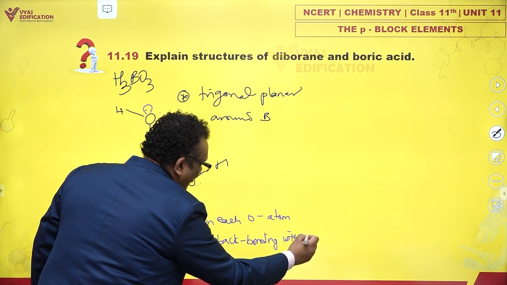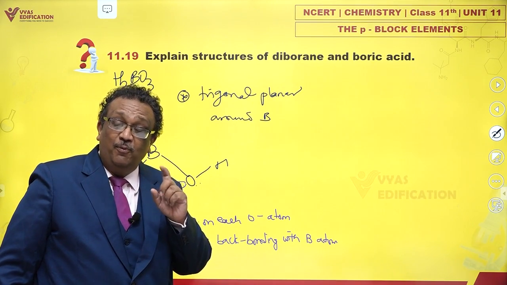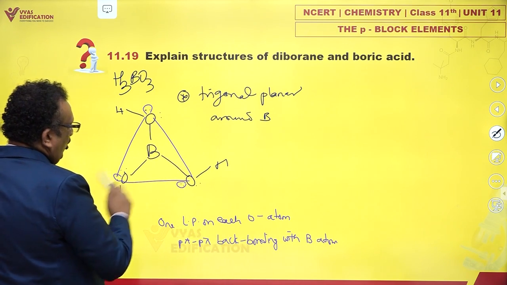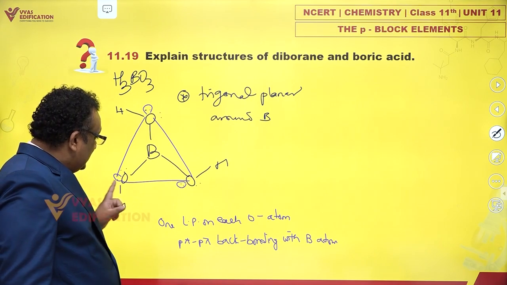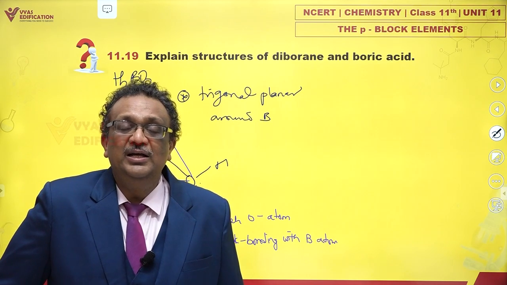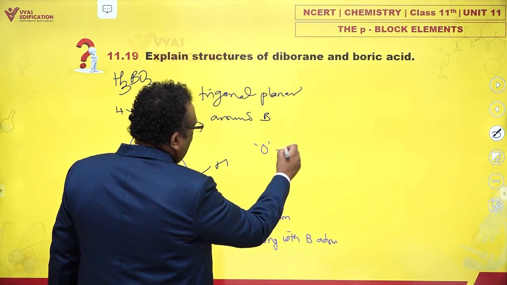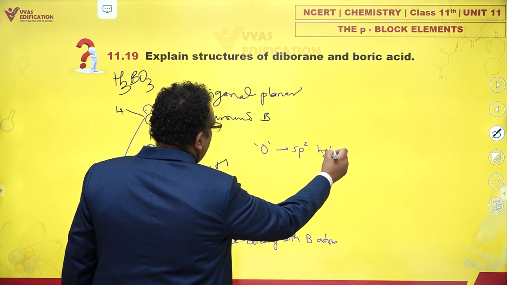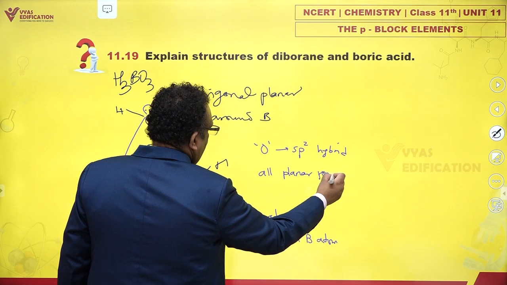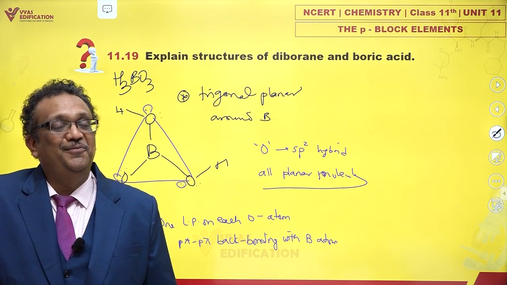with the boron atom. Oh my God, is that so? Yes, it forms p-pi back bonding with the boron atom. And because of this, my dears, not only is this planar, the oxygens also become sp2 hybridized, and the entire boric acid molecule is perfectly planar. So O atoms are also sp2 hybrid and it is an all planar molecule. This, my dear, is the structure of boric acid.